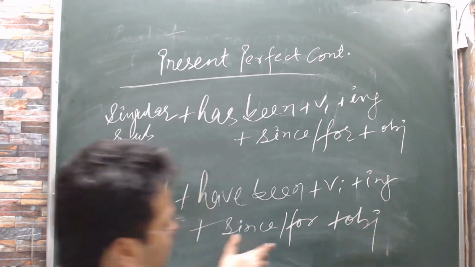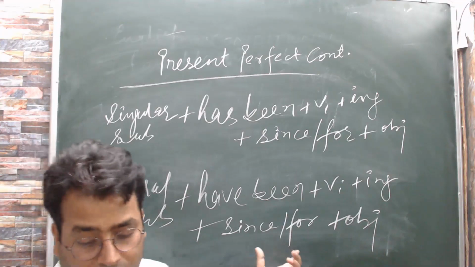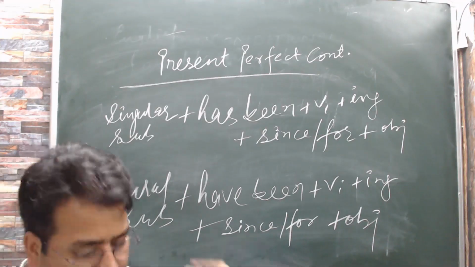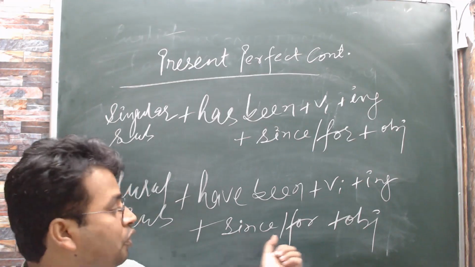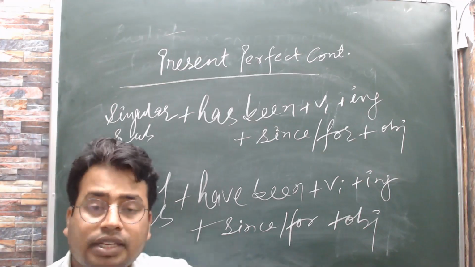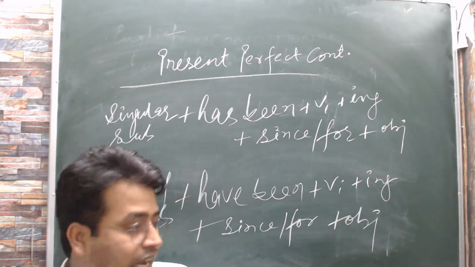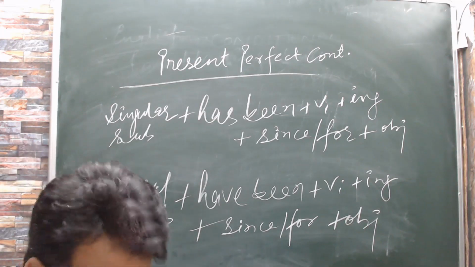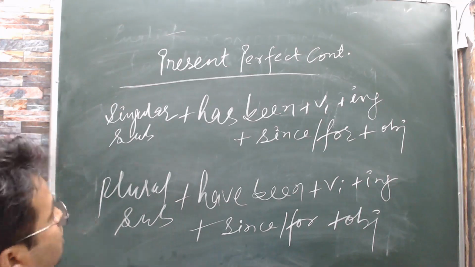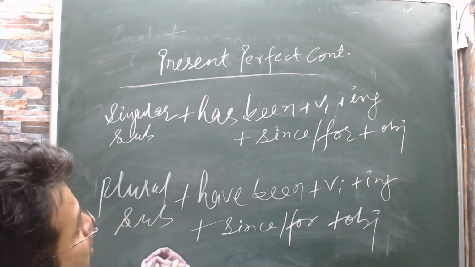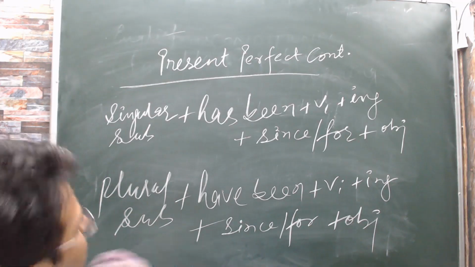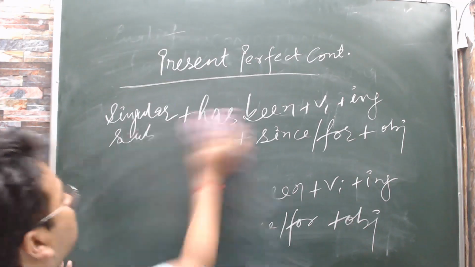We use since and for as we need in the question according to the situation. So we will see later on how to use since and for in sentences, right? For the time being, this is just an overview of the tenses. We will do it in a more detailed way, but for the time being, you can note it.